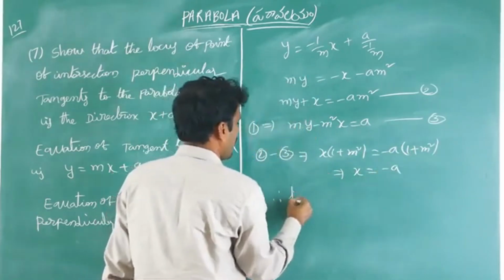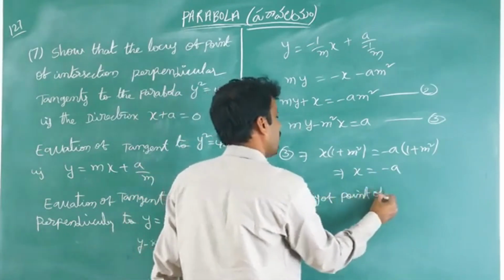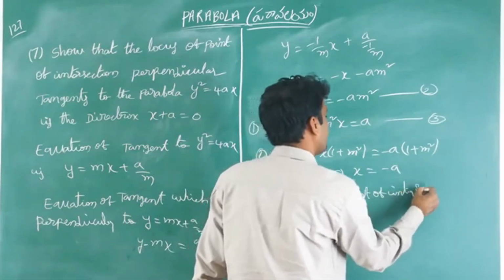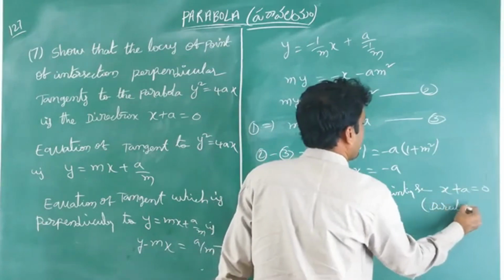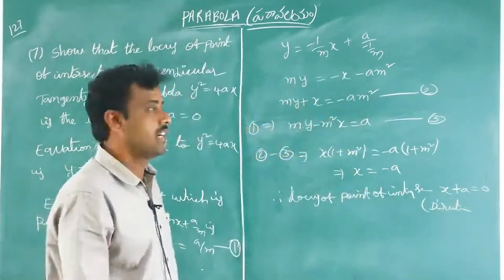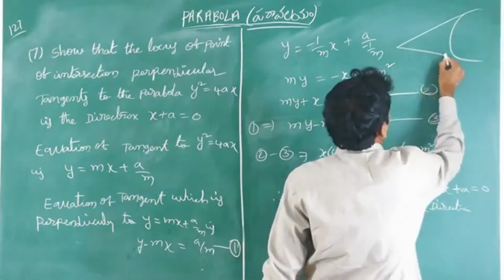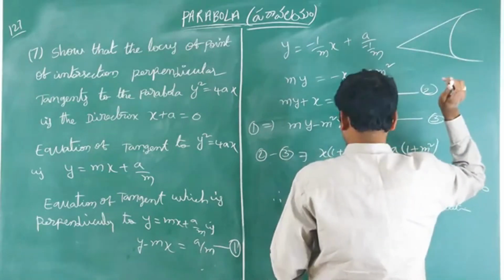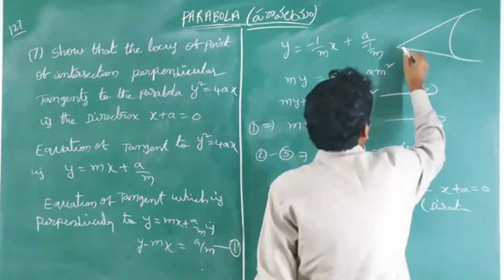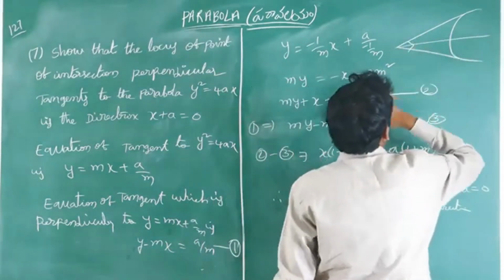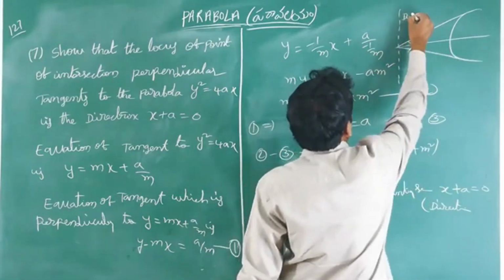Therefore, the locus of the point of intersection is x + a = 0, which is the directrix. That means there are two tangents, and the angle between them is 90 degrees, perpendicular tangents. The locus of the point of intersection is the directrix. Okay.